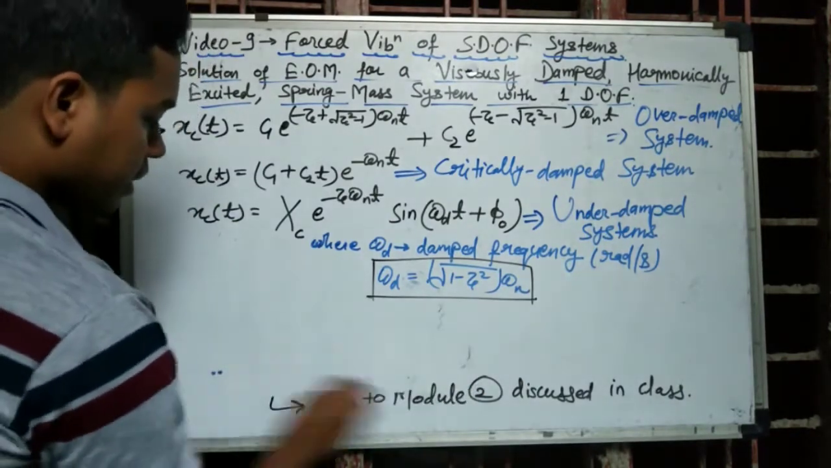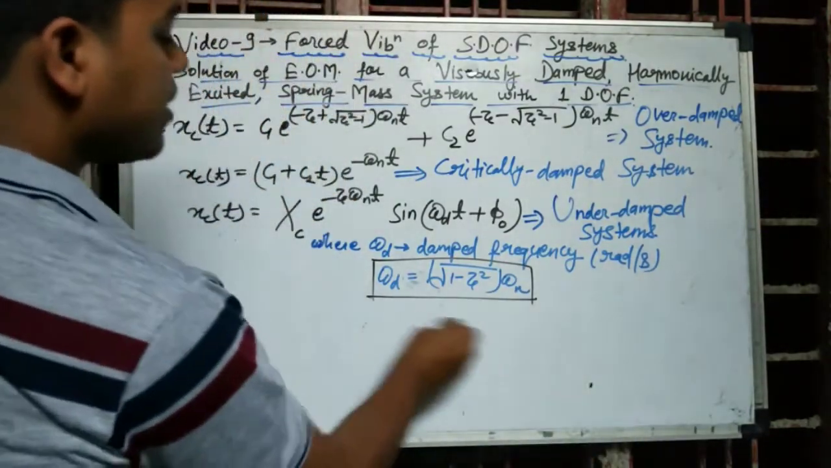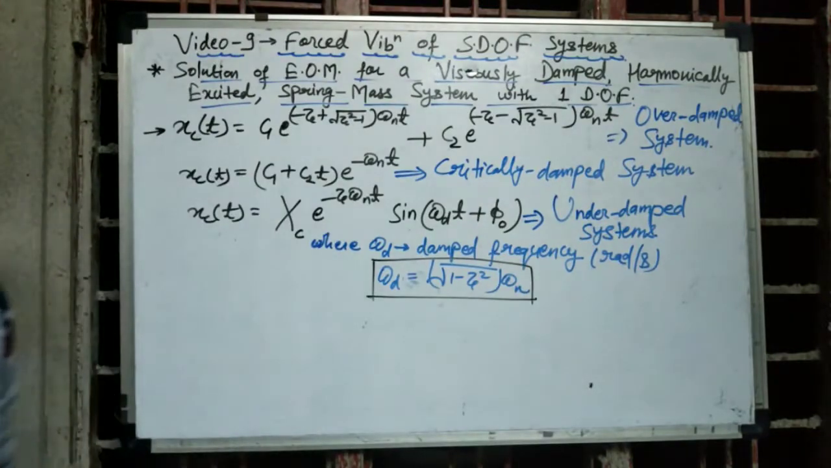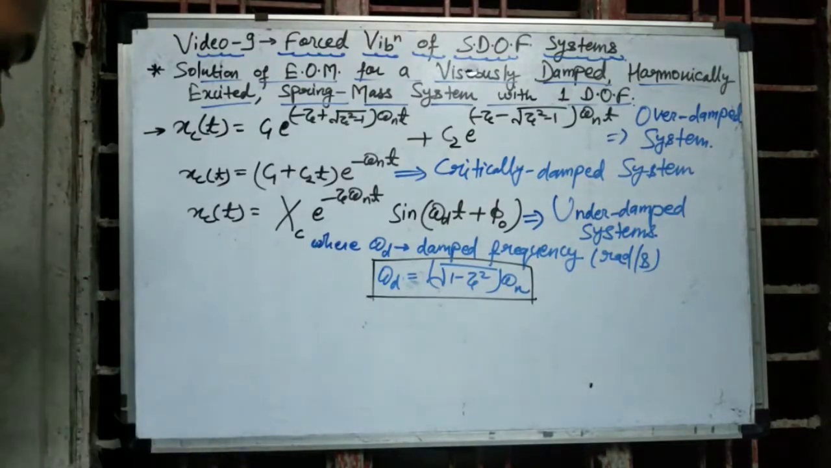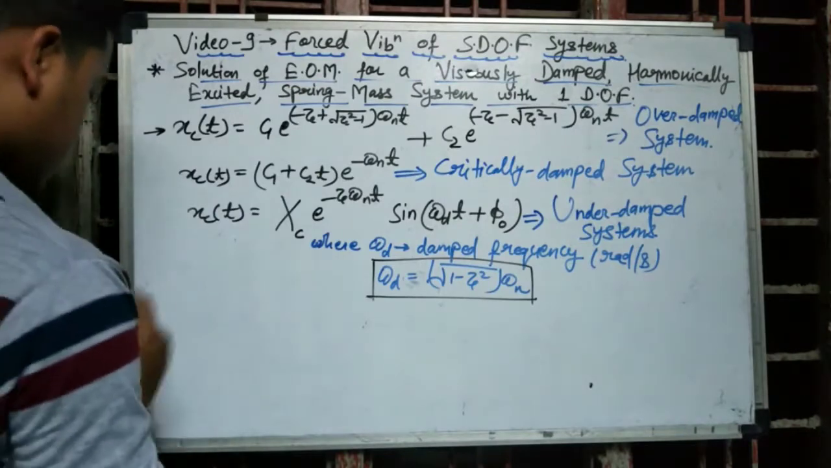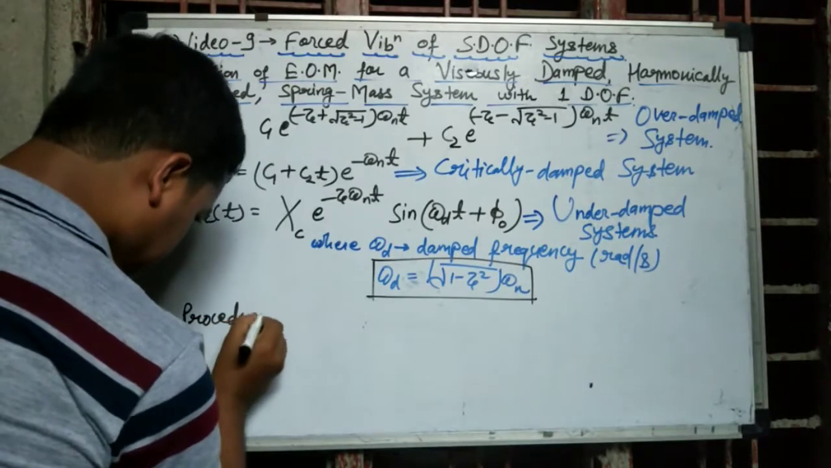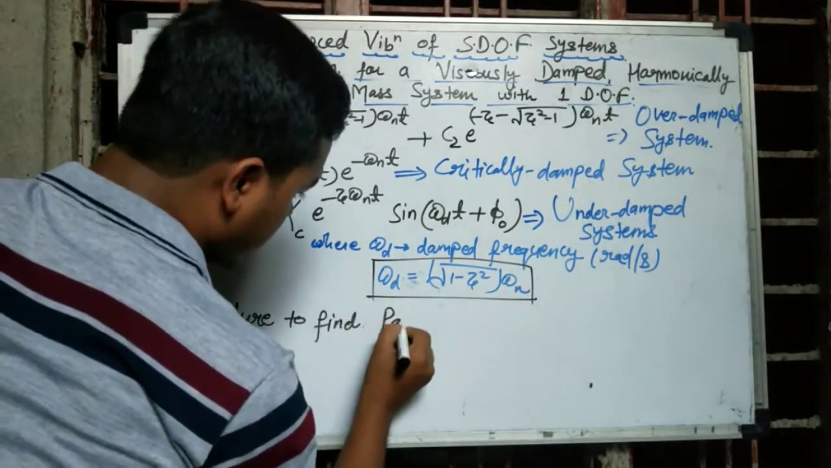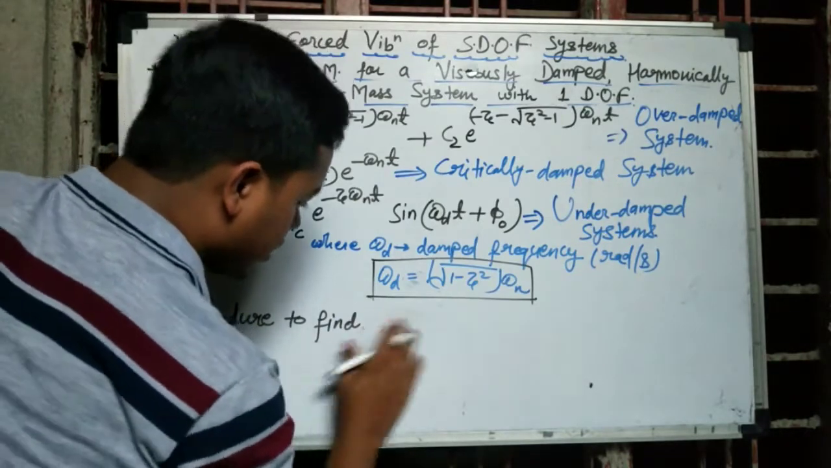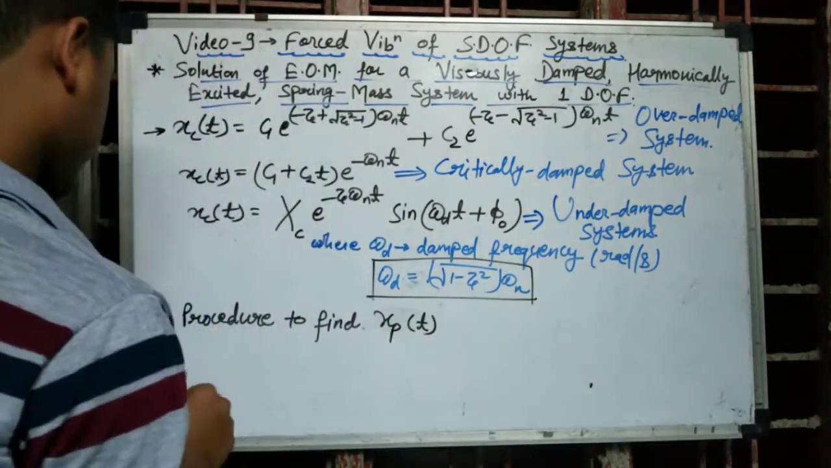Then what about the particular integral? So let us find out the particular integral. Then we are going to add them, and we are going to see the effects of the complementary function part and the particular integral part over the general solution for the given system. So now I'll write the procedure to find the particular integral, or I'll simply write x_p(t).